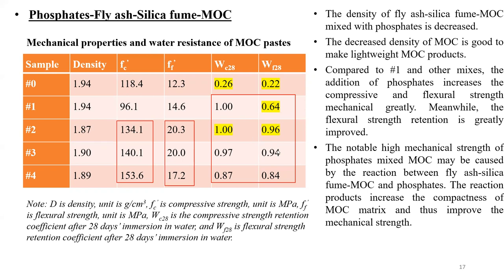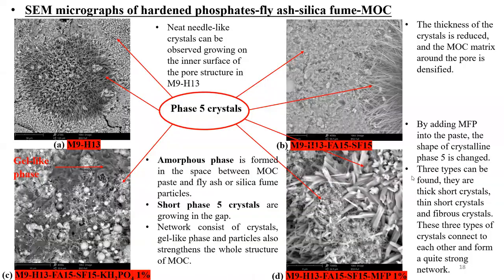We get 0.96. Although number three is also quite high, 0.94, and number four is also quite reasonable, 0.84. So certainly you can see after adding this three table of phosphate, we achieve significant increase of the water resistance for flexural, but still remain very strong, good value for the compression. Okay. And also we do the SEM of the hardened phosphate fly ash and silica fume MOC.